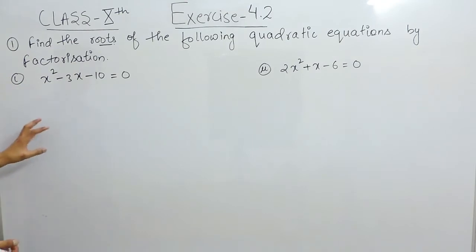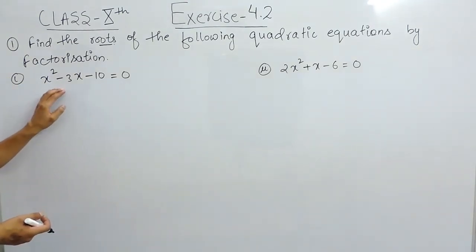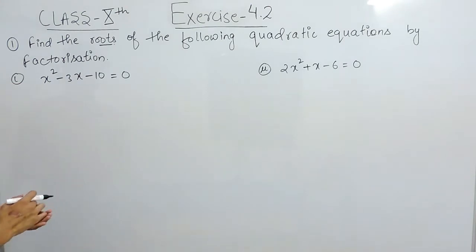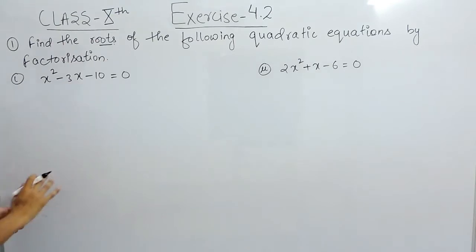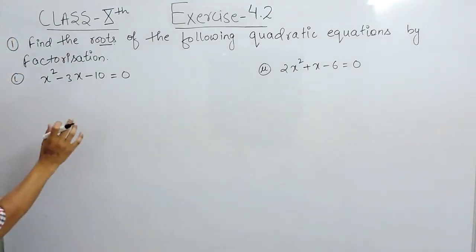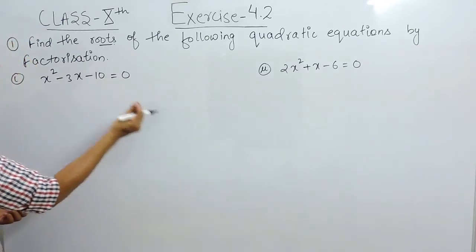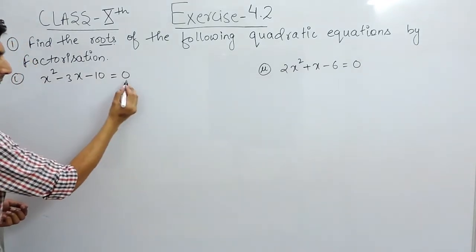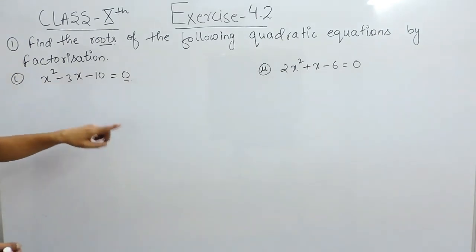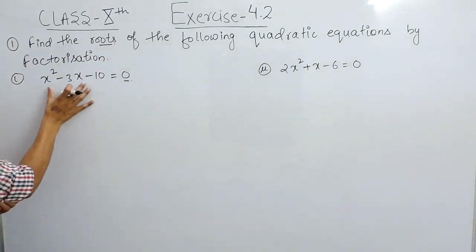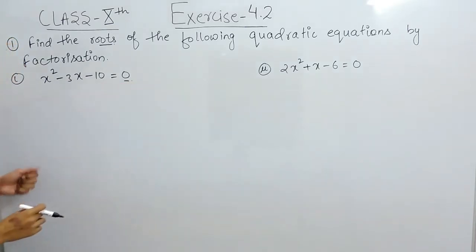Roots are basically the values of x, those values which satisfy this equation. Satisfy means when you substitute those values into this equation, the result will be equal to 0. So roots are nothing but the values of x for which this equation is satisfied, and satisfied means when you put those values in this equation, the result will come out to be 0.